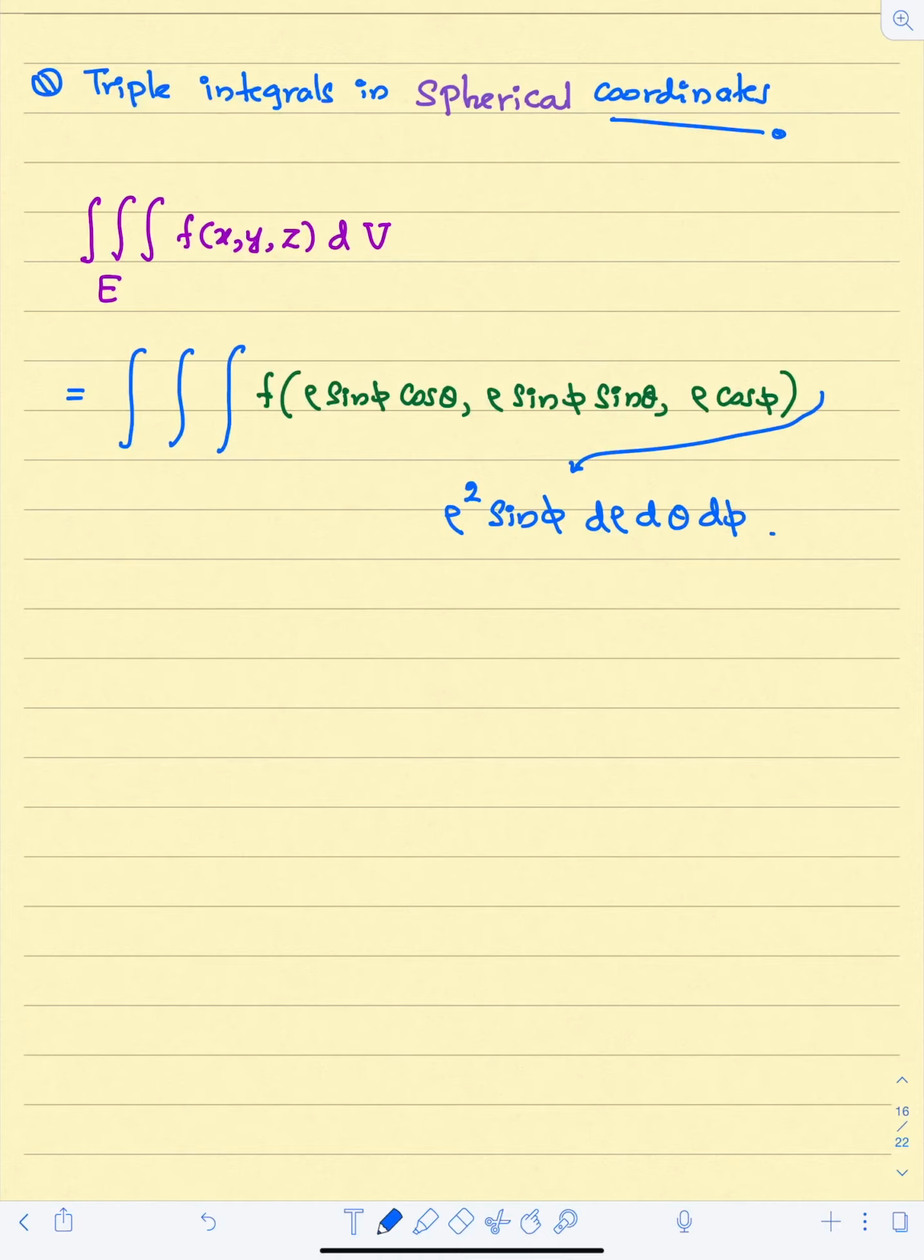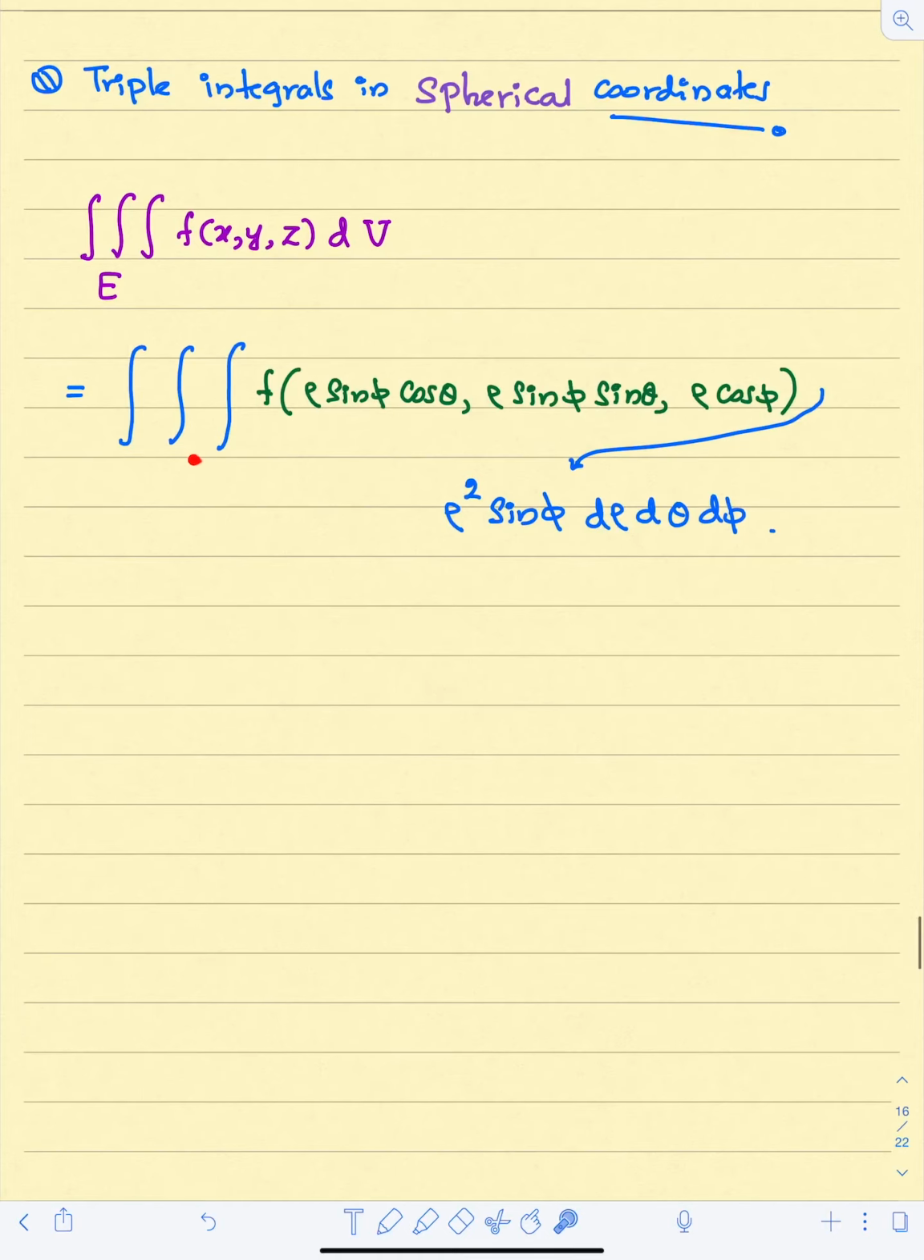And now these six limits correspond to the solid domain E. Now as a special case, let's say rho is a distance, so the inner integral goes from, let's say, a to b. Theta is an angle, let's say some angle alpha to beta, and phi is also an angle, let's say gamma to delta.